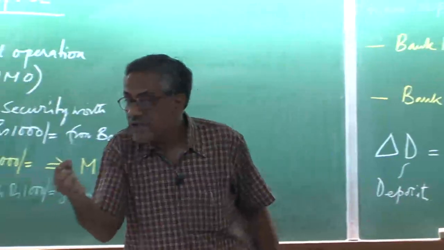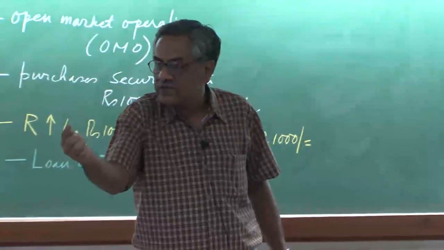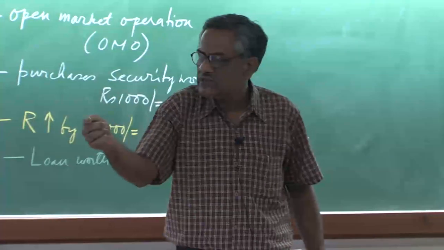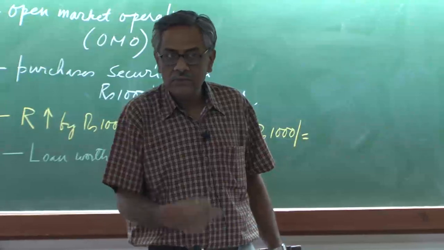If you know the CRR value, it's very simple to calculate the credit multiplier. CRR is 7%, so 0.7. 7% is 0.7, no, 0.07. So, 1 over 0.07 is the credit multiplier.